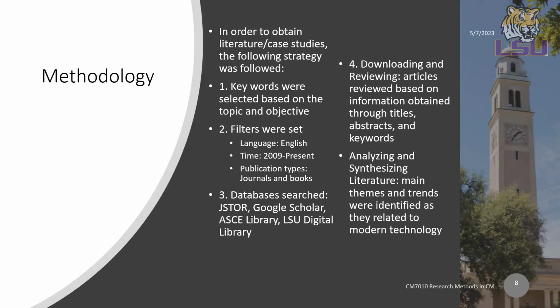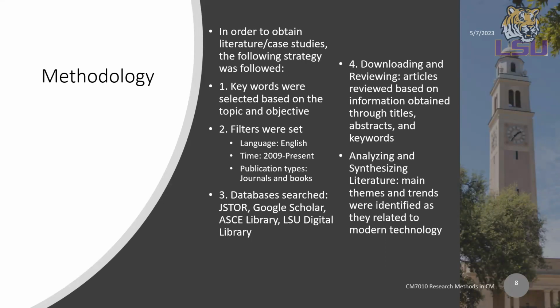In order to obtain literature and case studies, I followed the below strategy. First, the keywords were selected based on my topic and objective. Second, I set certain filters in order to narrow down the amount of studies that would come up. The filters I used were a language filter that was set to English, a date published filter that was set to 2009 to present, and a publication type filter, which was set to show only journals and books on the topics. For the third step, I searched 4 main databases: JSTOR, Google Scholar, ASC Library, and LSU Digital Library.